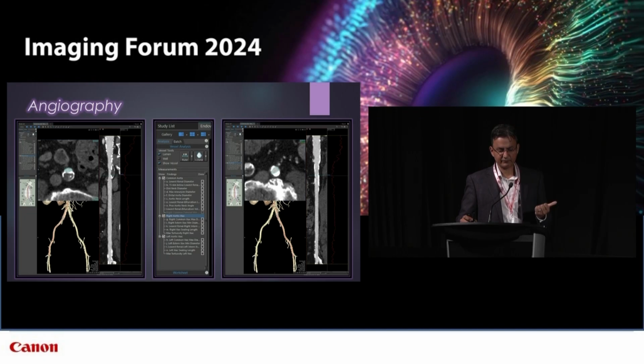So here's an example of a straightened MPR for the iliofemoral vessels, again using centerline functionality. And in this case, we're actually using the lumen functionality. You can see below that, if we checked off wall, it would actually be able to include the wall in there as well.